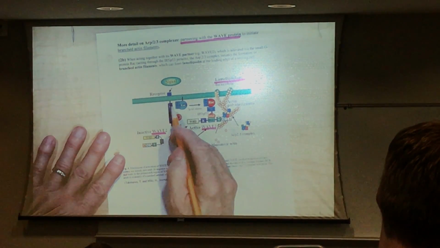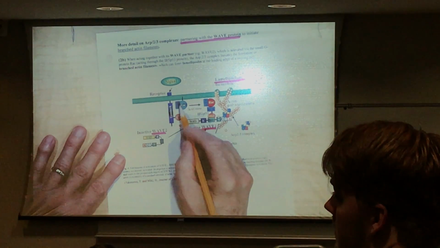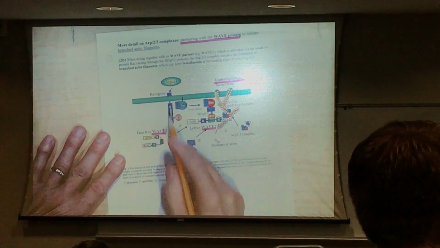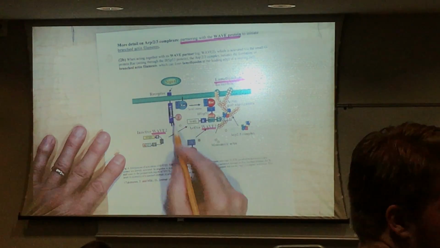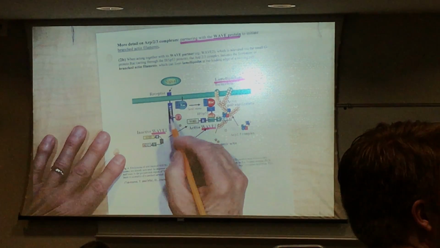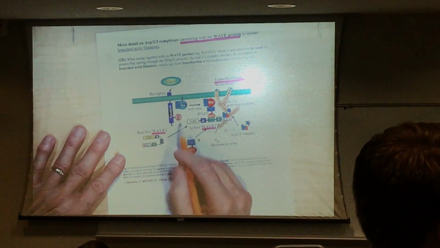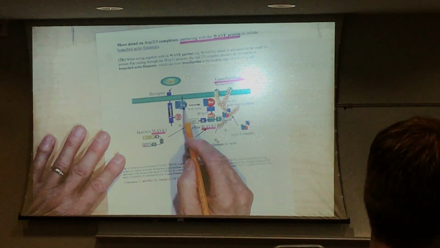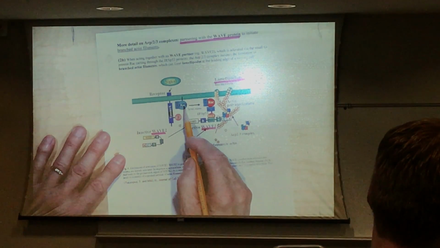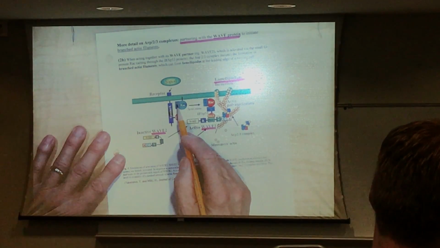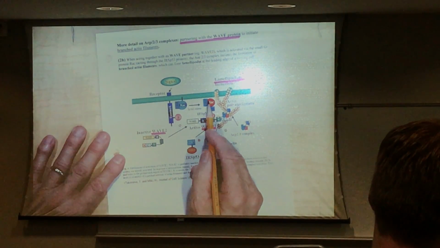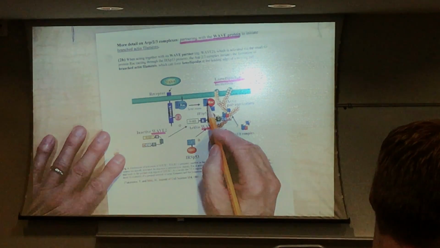So here's RAC. Here it is inactive with GDP. There's a signal transduction event here. In this case, it will be a tyrosine kinase receptor. It doesn't always have to be this. And so that will activate a GEF, which will bind to RAC, make RAC spit out its GDP, and take up GTP. Now, GTP-RAC.